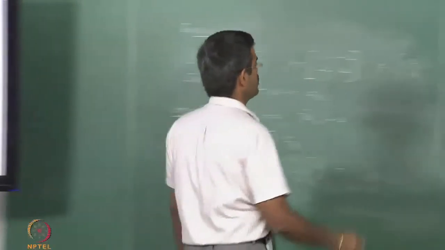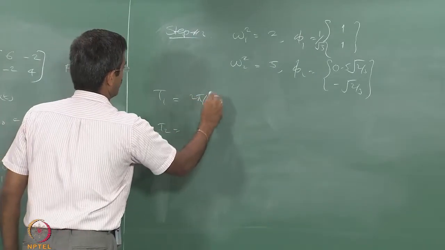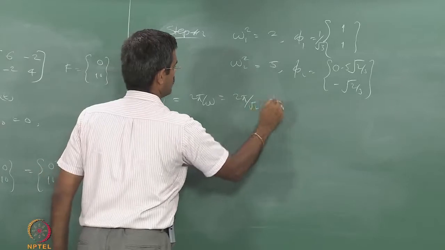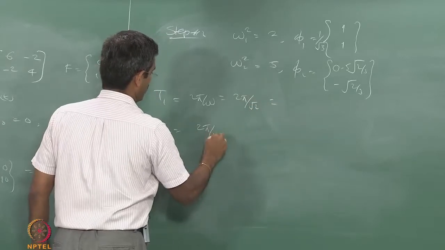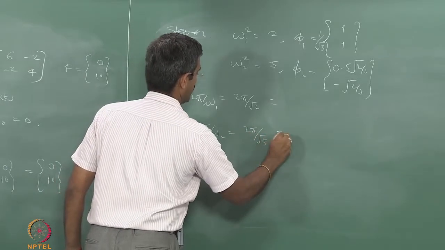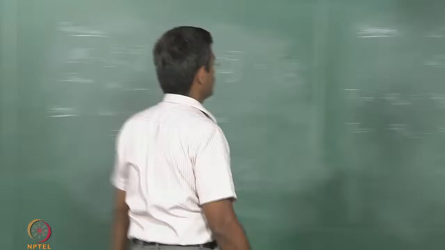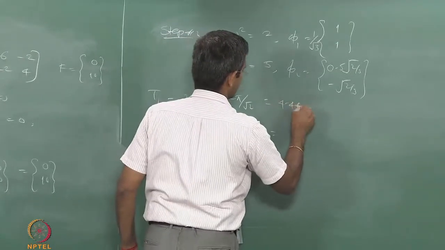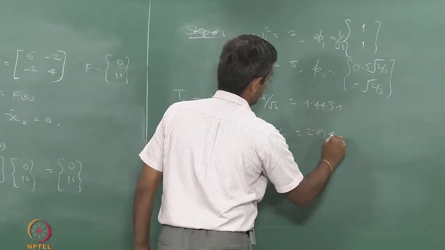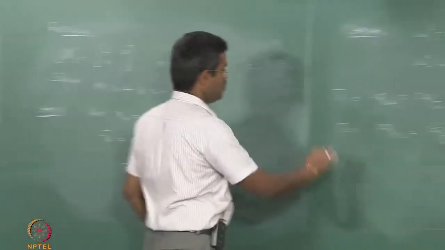So, let us work out T1 and T2 in this case. T is 2 pi by omega, which is 2 pi by root 2 in this case. Similarly, 2 pi by omega 2, 2 pi by root 5. Can you give me these values? This is 4.443 and this was 2.81 seconds. Is it okay? So, the lowest of these is T2.